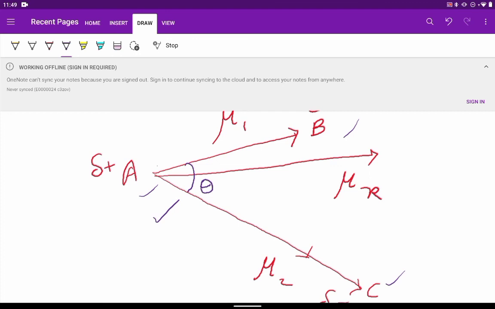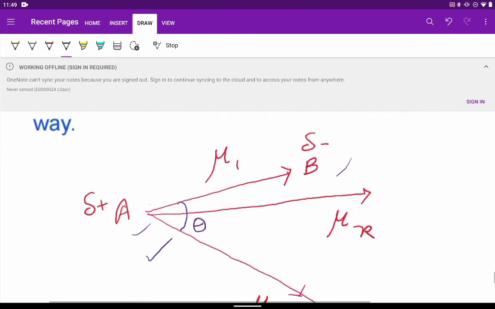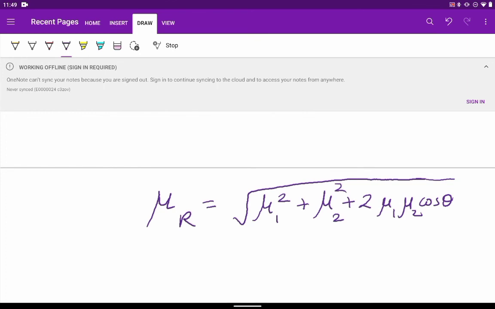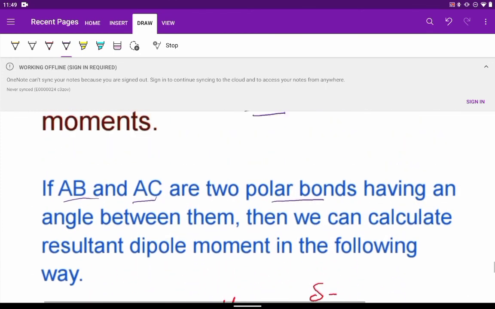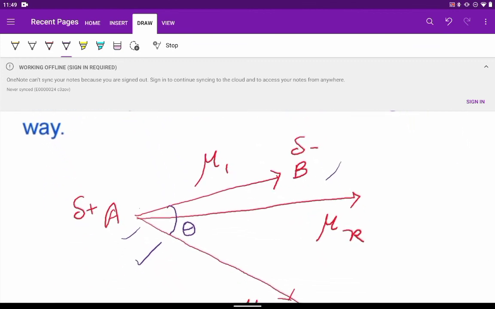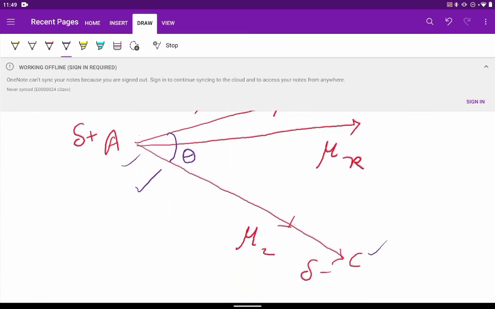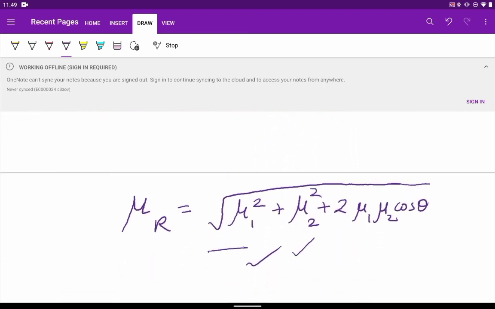And the resultant dipole moment, if we have to calculate, we are calculating here the resultant bond moments. So you can use a formula given by mu r equal to square root of mu1 square plus mu2 square plus 2 mu1 mu2 cos theta. So using this formula we can calculate the resultant dipole moment, that is the resultant bond moments. Now see here, mu1 is the dipole moment for AB, mu2 is that for AC, and theta is the bond angle. Then using this formula you can calculate the resultant bond moments.